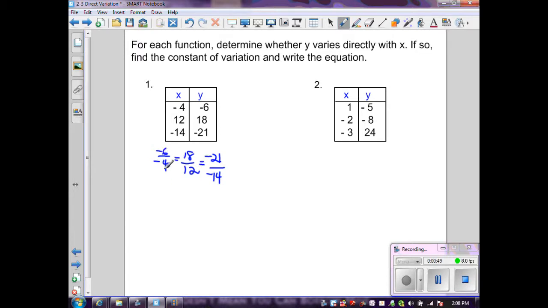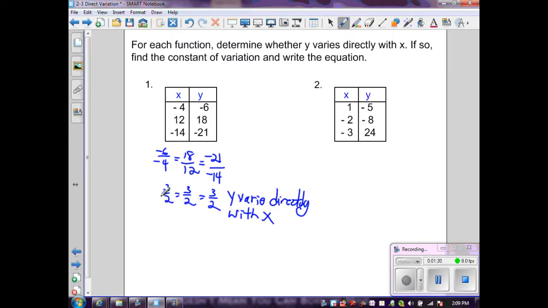Dividing the top and bottom by 2 is going to give me a positive 3 over 2. Dividing the top and bottom by 6 is going to give me a positive 3 over 2. And again, dividing the top and bottom by 7 is going to give me 3 over 2. Since my fractions are all equal, it does give me the conclusion that y varies directly with x.